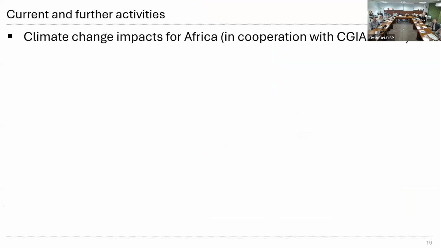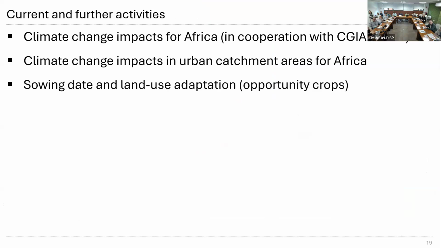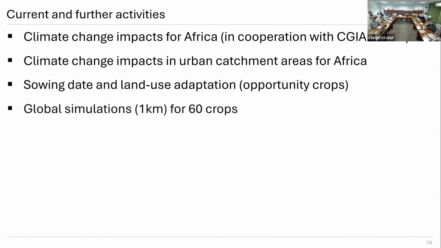So what are current activities? How can we use this model? We are still writing a paper on climate change impacts for Africa, also in cooperation with CTIR. And then, because of the high resolution, we want to look into the urban catchment areas, because of the high urbanization processes going on in Africa, and specifically concentrate on how the suitability changes in these urban catchment areas. Then, of course, we want to identify sowing dates and also different opportunities for different crops. So you can call that land use adaptation or whatever.